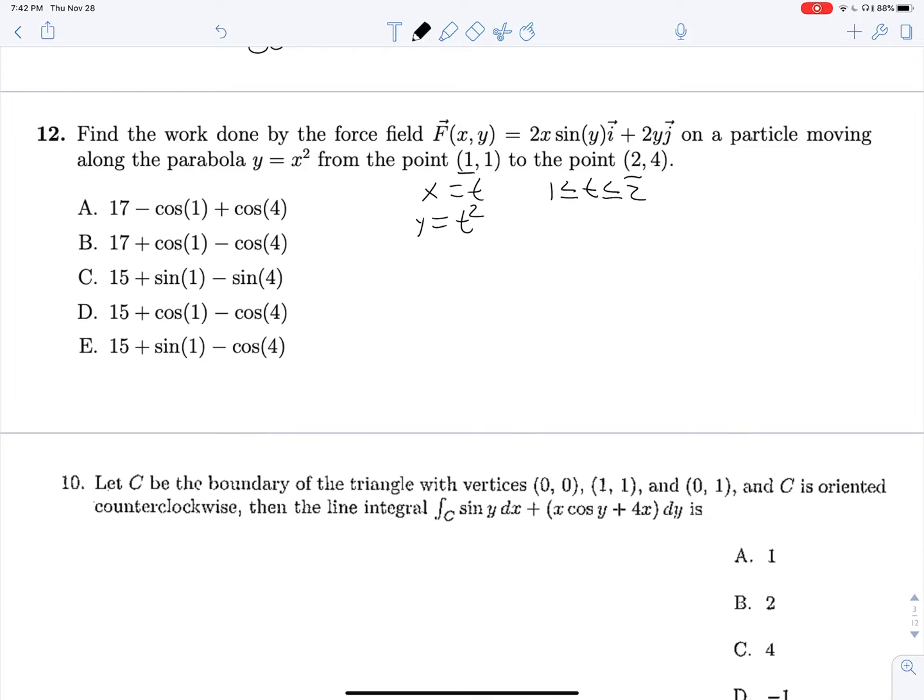We also know that what we're computing when we do the integral over C of F dot dr, really what we're finding is the work done on something moving along the path C by the force field F.